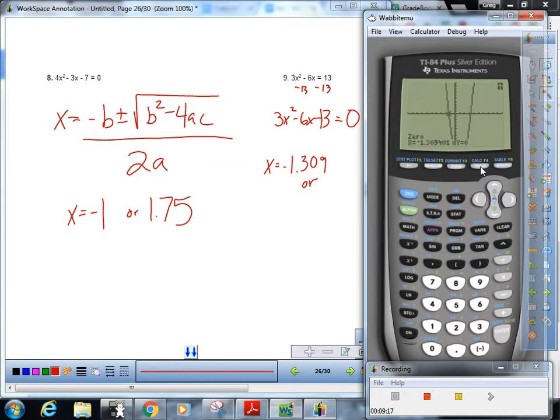Do it again. Left of the answer. Right of the answer. Guess. 3.309.